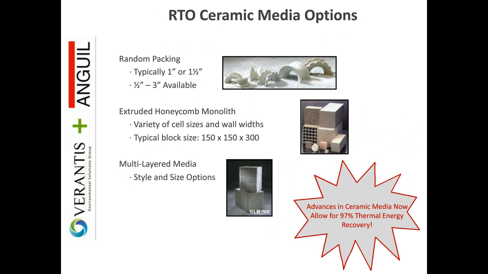So this is the one slide I have on the ceramic itself. Really, it can be broken down into 2 main types. The first type you see in the upper picture there is random packing, often referred to as saddles. You can see by the shape there that they kind of look like a saddle. The other type is structured media. Now, there are probably 40 different variations of each one of these.